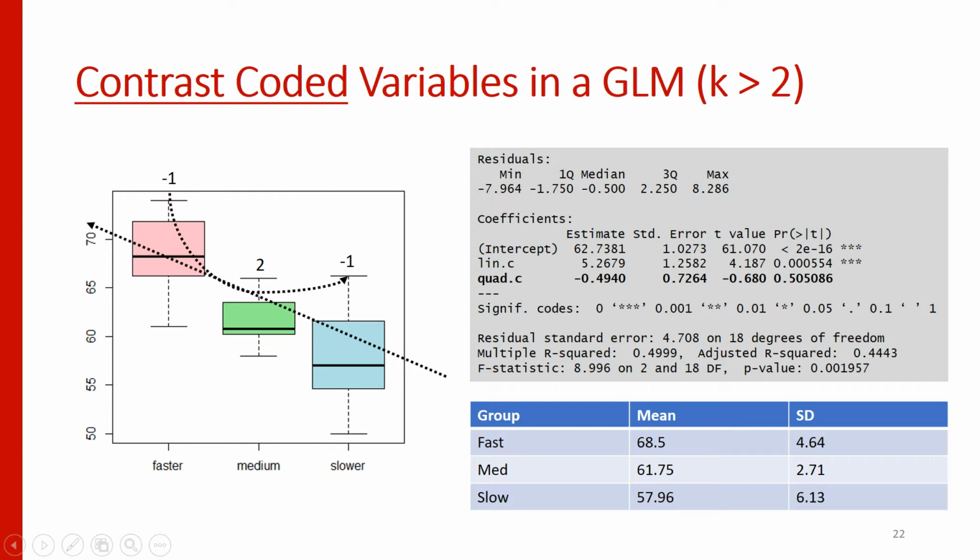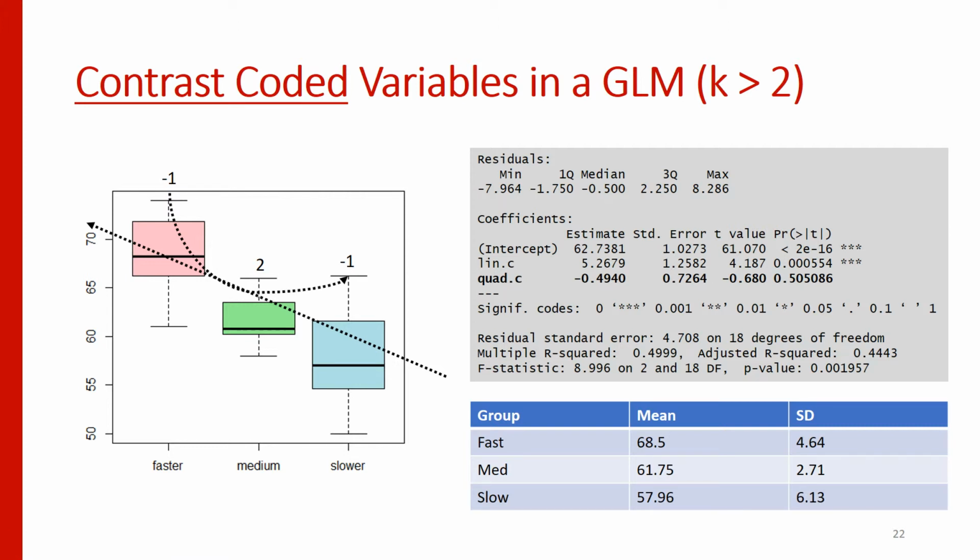Now the quadratic code, recall, is where we have groups coded as -1 for both the faster group and the slower group, and 2 for the medium group. So we're asking, is there any sort of bend in this code? Or more specifically, is the medium group different from the average of the faster and the slower groups? Because these two groups are coded with exactly the same value in the quadratic code, they're effectively getting averaged together. We're treating them as the same group.